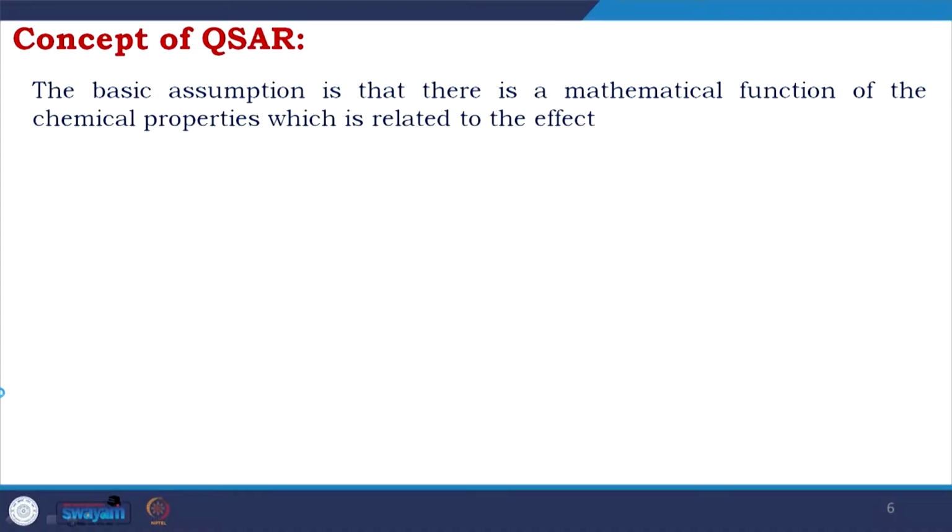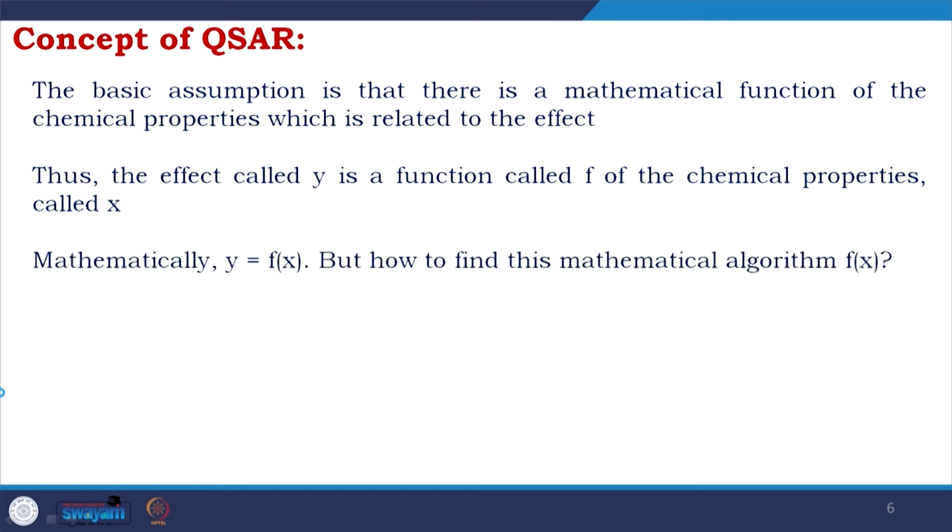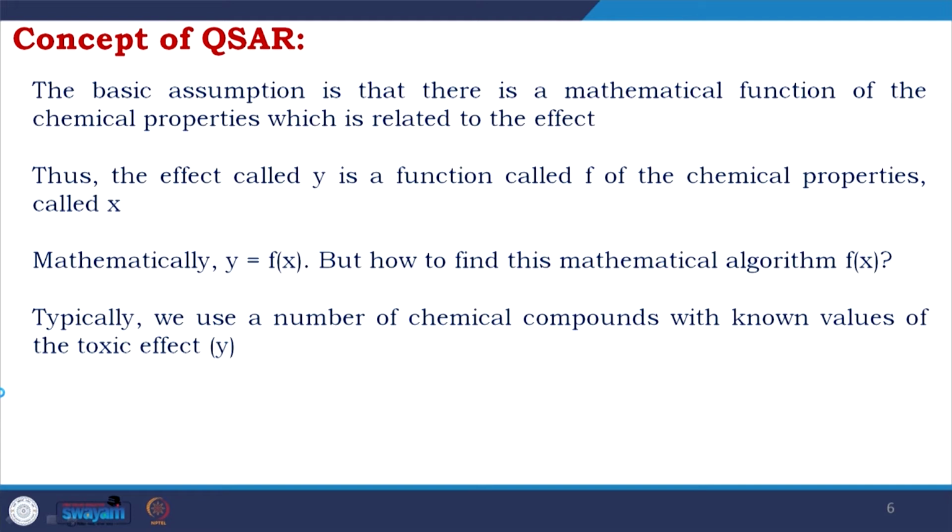As I talked about in terms of concept, the basic assumption is that there is a mathematical function of the chemical properties which is related to the effect. Effect means the biological activity. Thus, the effect called y is a function called f of the chemical property called x. Mathematically y equal to f(x), but how to find this mathematical algorithm? How could we make the equation y equal to f(x) for a particular compound and its biological property?